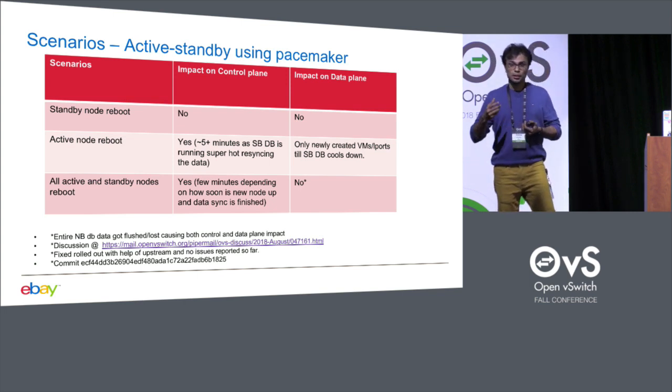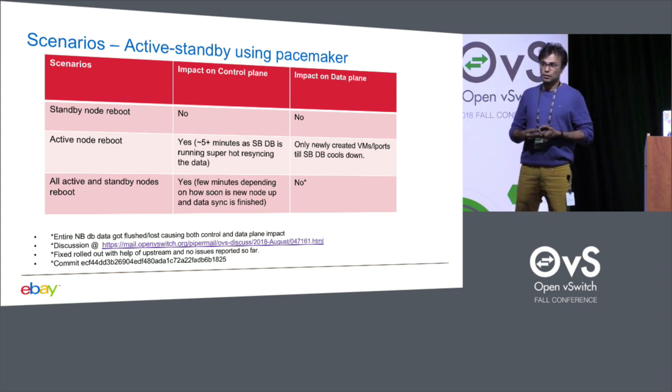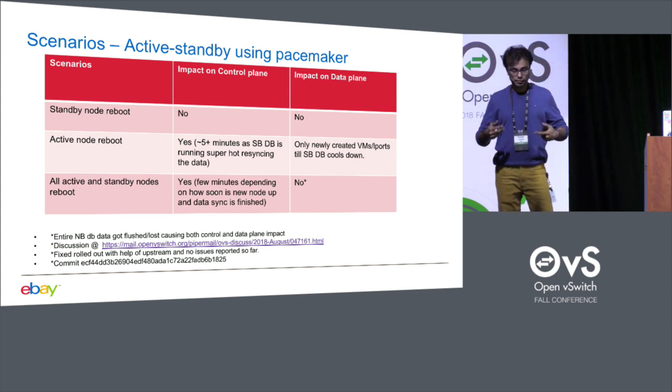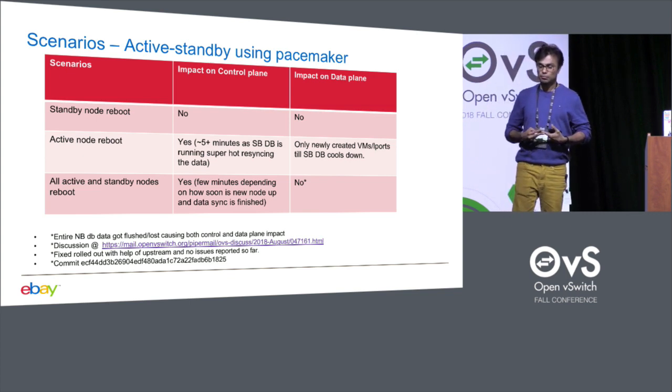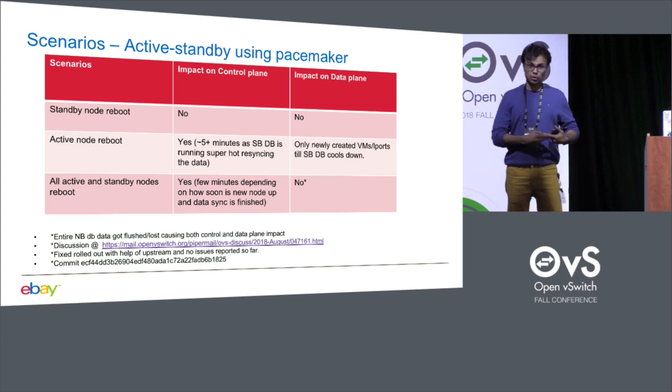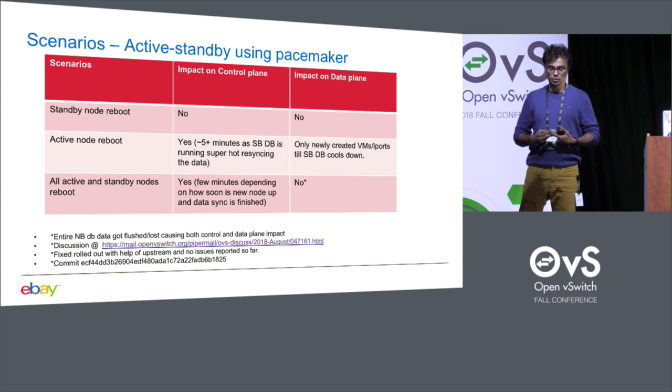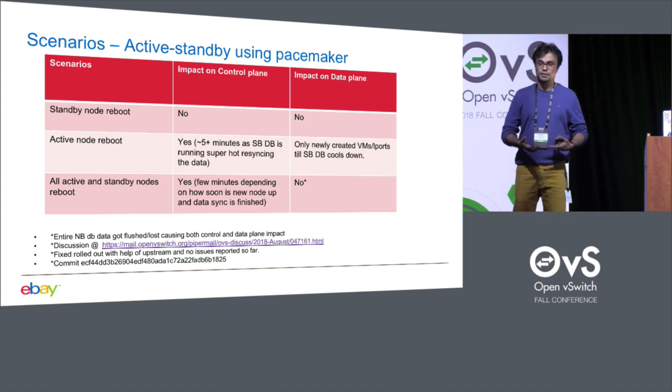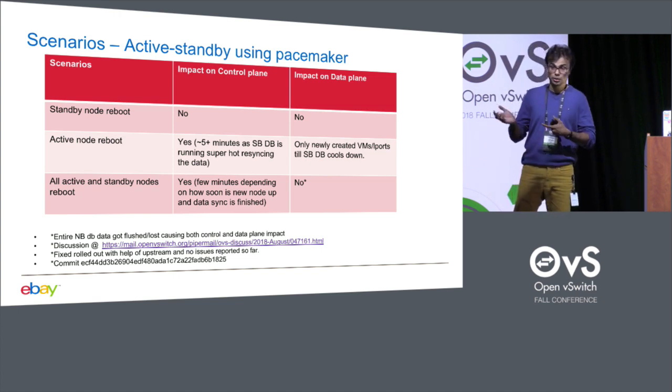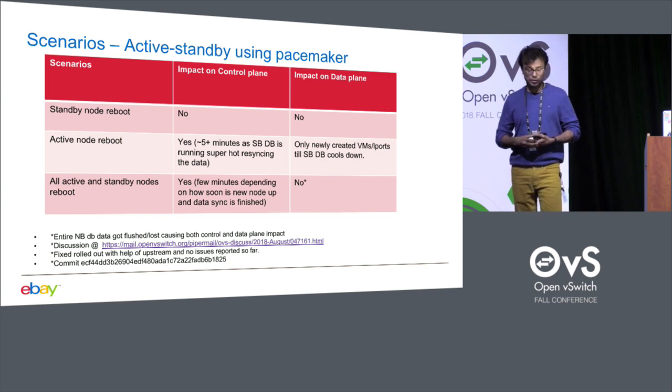Ideally, it should be none, but there was one corner case where, during testing, we found that if you reboot all 3 nodes at the same time, with pacemaker there was some race condition where the entire northbound database got flushed out. So basically, whatever 1,000 chassis and logical ports you had created, everything got lost. The chassis will obviously reconnect, but all the ports and router details got flushed out.